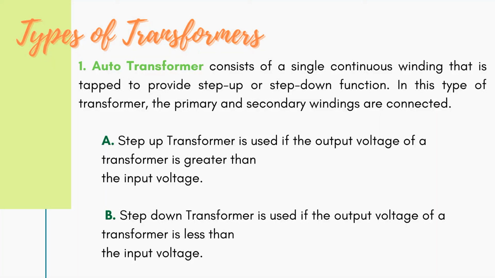Types of transformers. 1. Auto transformer consists of a single continuous winding that is tapped to provide step-up or step-down function. In this type of transformer, the primary and secondary windings are connected. A. A step-up transformer is used if the output voltage of a transformer is greater than the input voltage. B. A step-down transformer is used if the output voltage of a transformer is less than the input voltage.